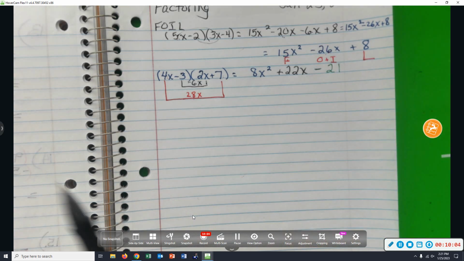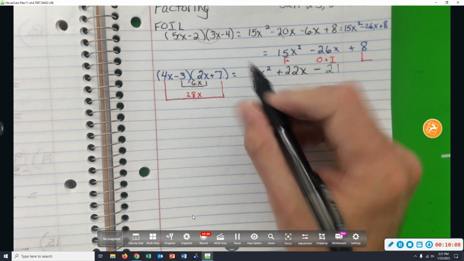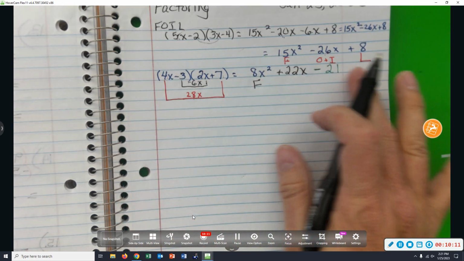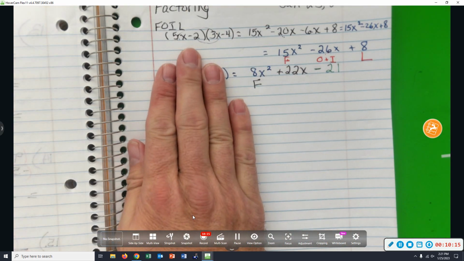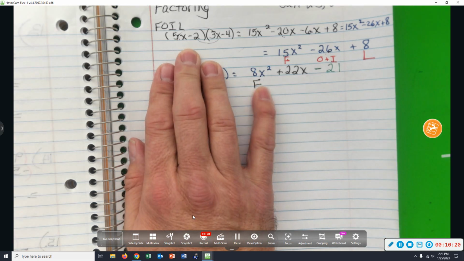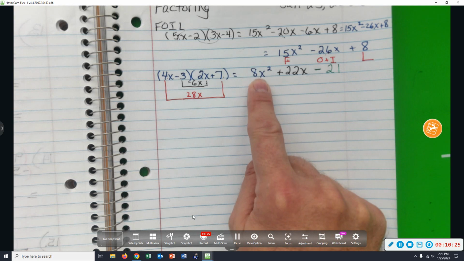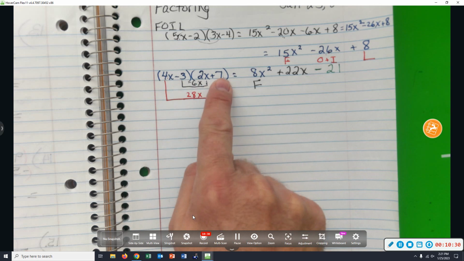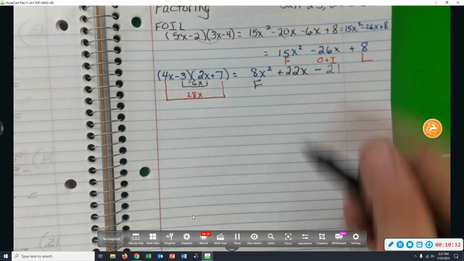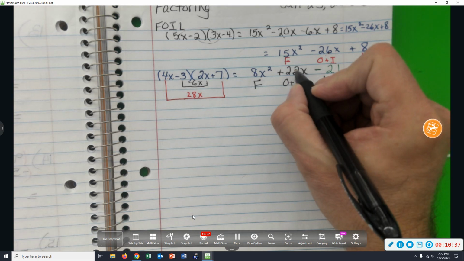So imagine going backwards. If you had this, the 8x squared plus 22x minus 21, and you didn't have those two sets of parentheses, that's what we're going to be doing. The first two terms should multiply together to give us that 8x squared. These last two numbers should multiply together to give a negative 21. The outer and inner combine to give that middle term.